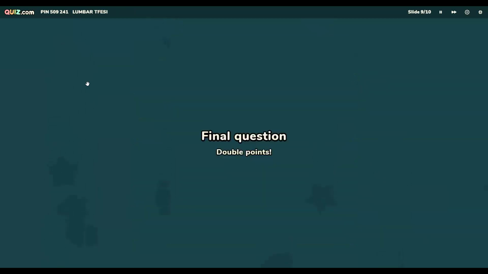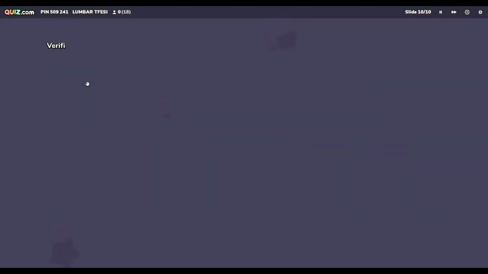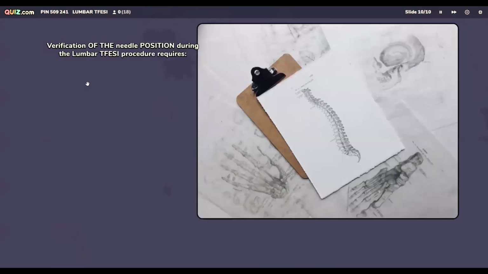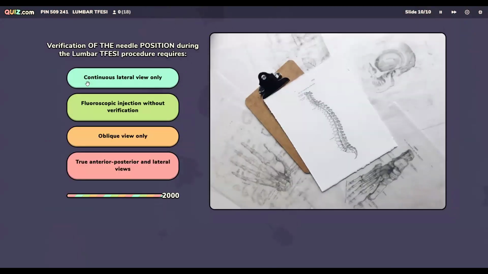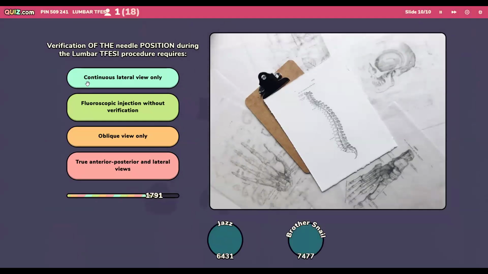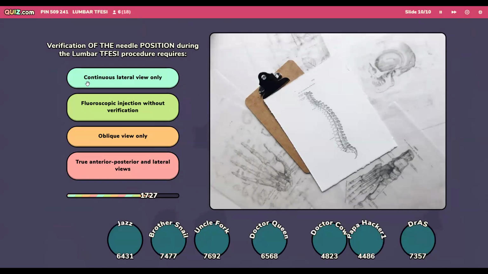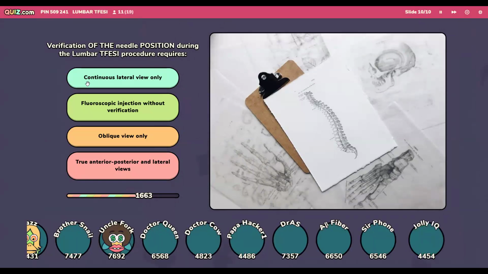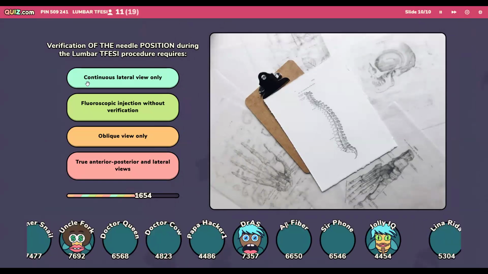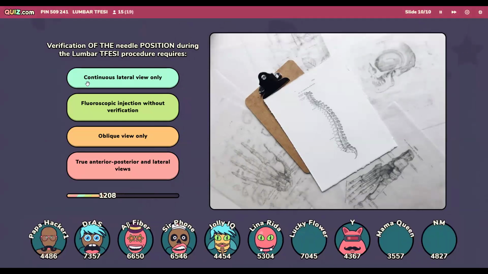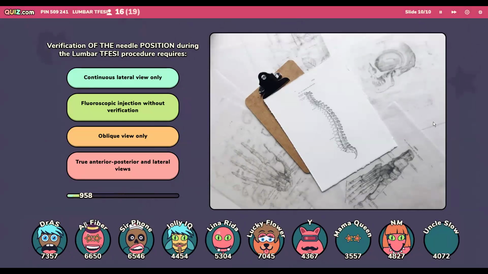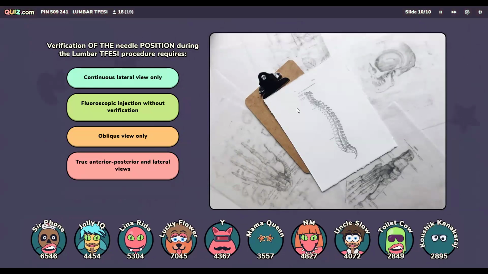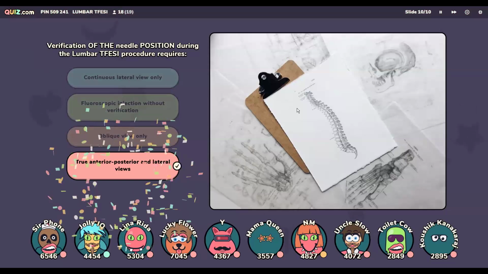Final question. Double points. Verification of the needle position during the lumbar facet procedure requires true anterior, posterior and lateral views.